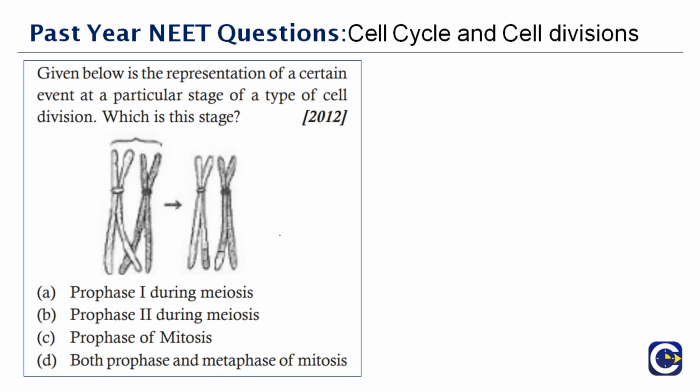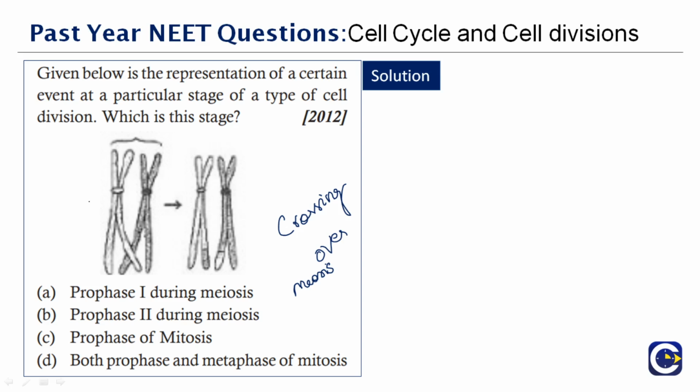Next question. Given below is a representation of certain event at a particular stage of a type of cell division, and which is this stage? So you're given 4 options here. Okay, prophase I during meiosis, prophase II during meiosis, or prophase of meiosis, both prophase and metaphase. The correct answer is prophase I during meiosis. Why? The given diagram represents the crossing over. If you can clearly see, it talks about the crossing over that takes place in the pachytene stage of the prophase I during meiosis I.